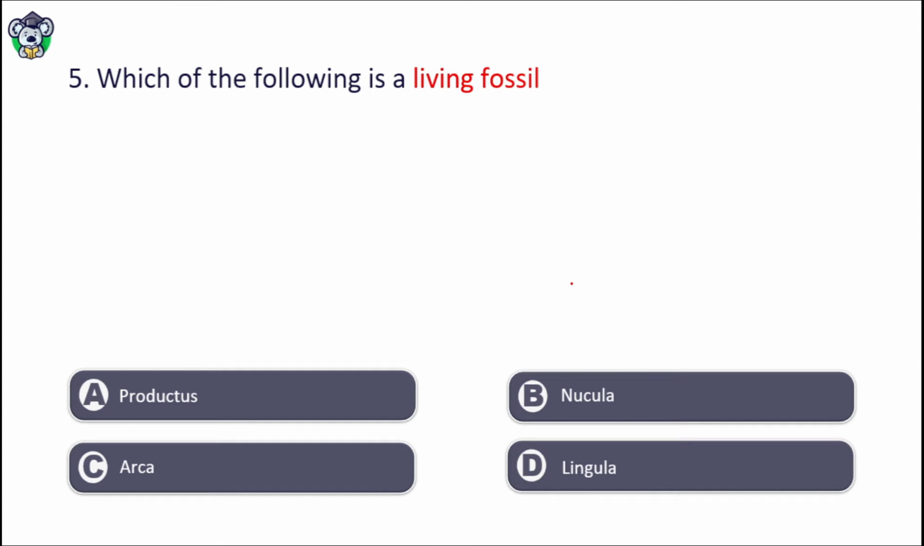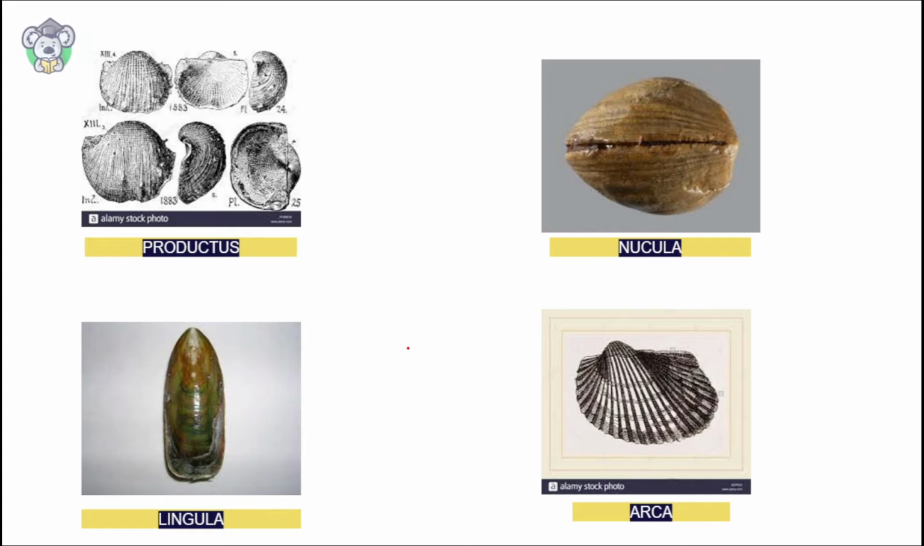Which of the following is a living fossil? Productus, Nucula, Arca, Lingula. The right option is option D, that is Lingula. Lingula is a living fossil. Productus, Nucula, Arca, these are extinct.